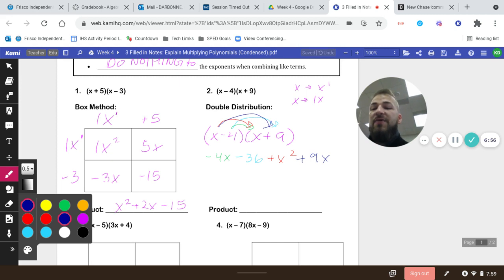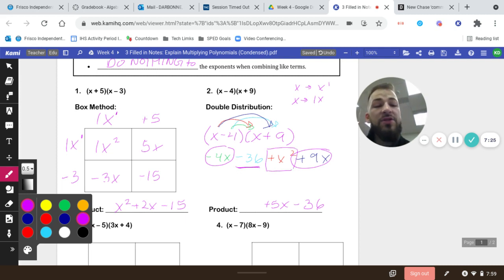Okay. Now, just like before, we do have to look for any like terms. So negative 4x, what's like negative 4x? Well, positive 9x. Okay, so negative 4x and positive 9x, that would be 9 minus 4, which would be positive 5. So positive 5x in our final answer. Negative 36, is there anything like negative 36? There is not. So negative 36 hangs out at the end. And then last but not least, positive x squared, which there's nothing like positive x squared, so we just leave it as positive x squared in the front.